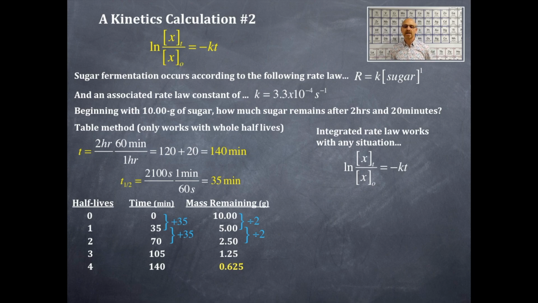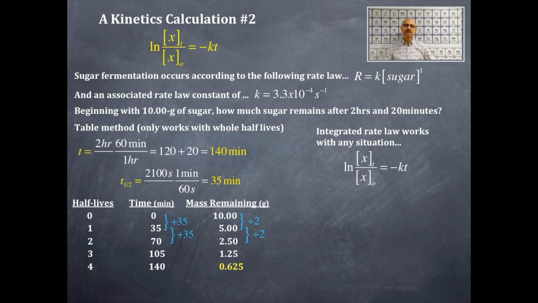Okay, we know the rate constant, so we know k. We know the initial concentration, which is the initial amount of sugar in grams. We also know the total time. Now, we do know that k, the rate constant, is 3.3 times 10 to the negative 4 per second. So we know the rate constant in seconds. We need to get the total time now in seconds.